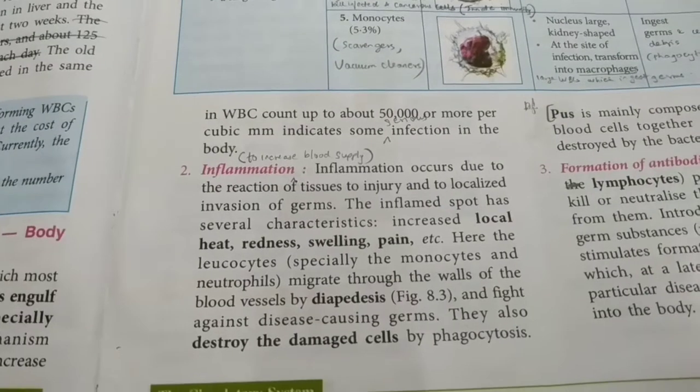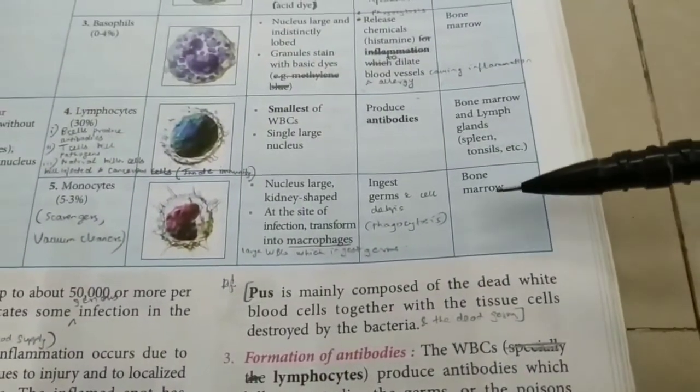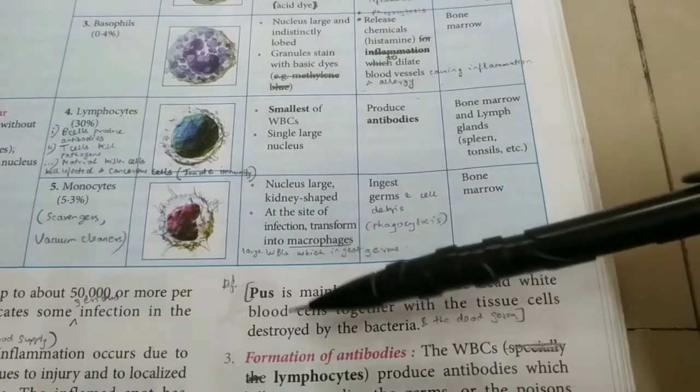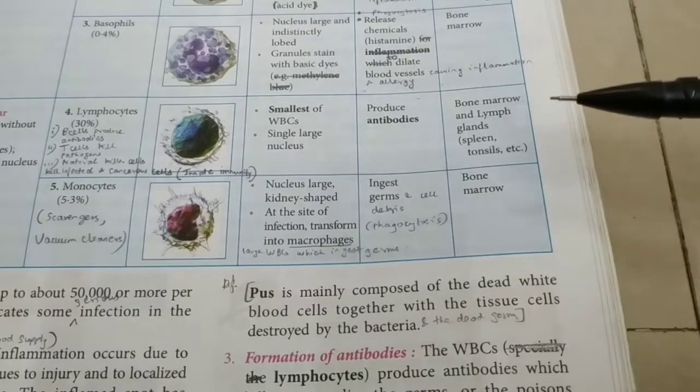And all the dead bodies which remain behind, of your tissues and of bacteria, together form pus, which includes the dead WBCs as well.